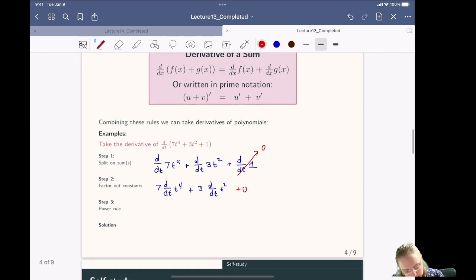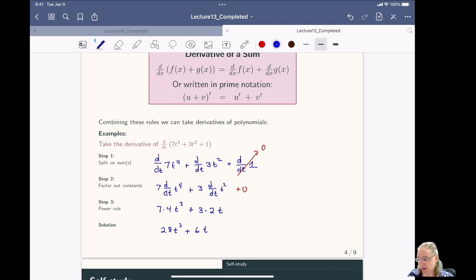All right, now we're going to combine that with the power rule. So we have a power to the 4th and a power to the squared. So we have 7 times 4, that 4 comes down, and we reduce the power by 1 to get 3, plus 3 times 2, reduce the power by 1 to get t to the first power. And so our solution is simply 28t cubed plus 6t. Hopefully I did 7 times 4 correctly. Okay. That is our solution to our derivative.